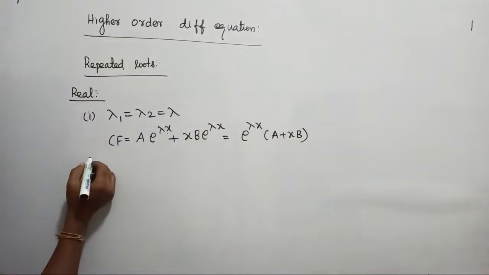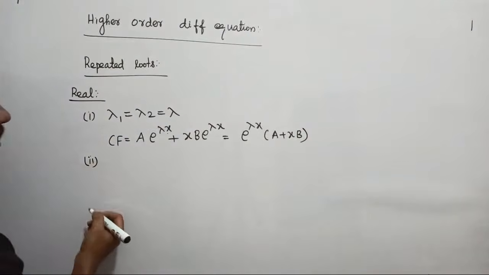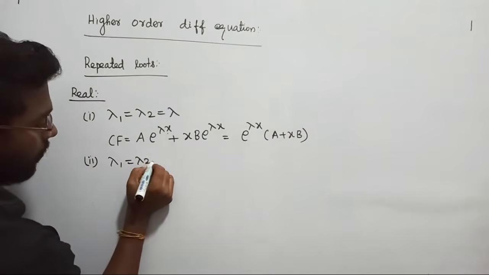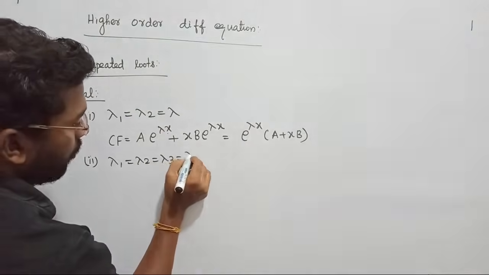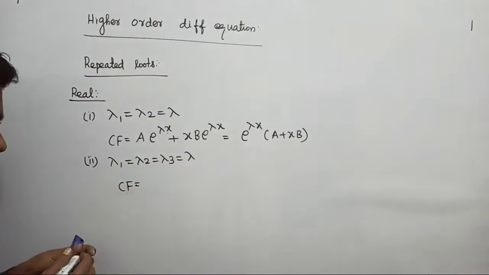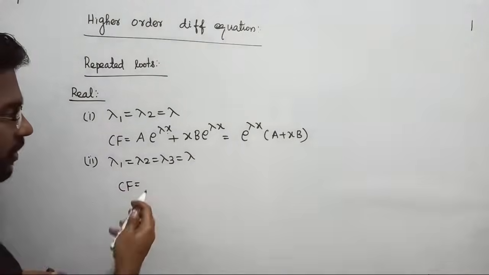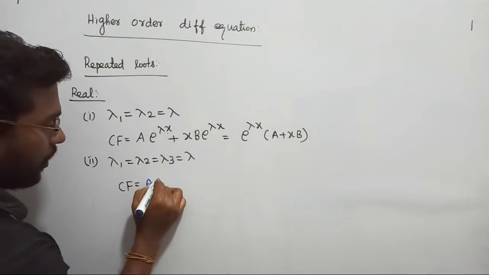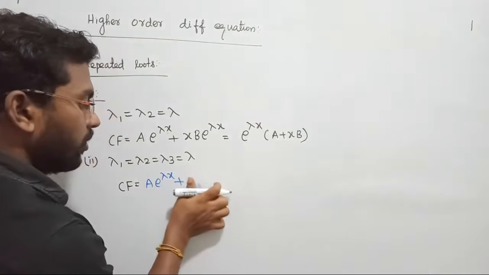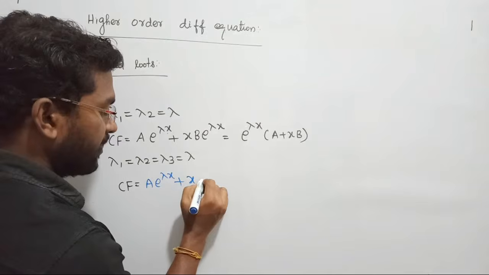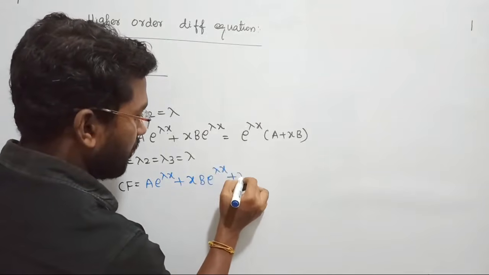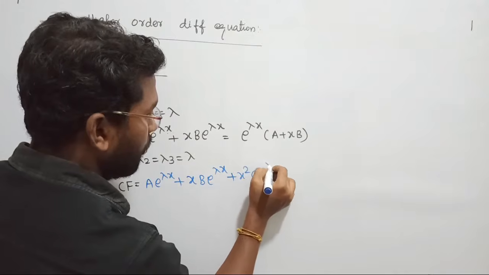Just try to understand, this is a mathematical procedure, right? Fine. Suppose I have three repeated roots, lambda 1, lambda 2, lambda 3, all are equal to lambda. Under that condition, the solution for the complementary function will become once again a into e power lambda x plus x into b into e power lambda x plus x square into c into e power lambda x.